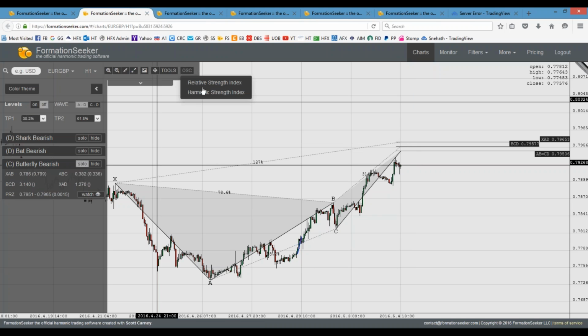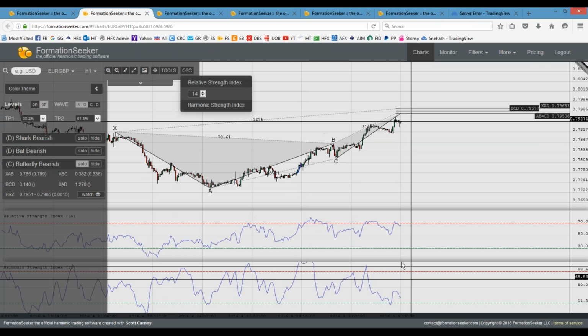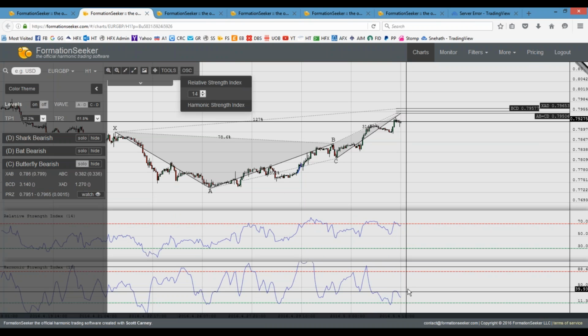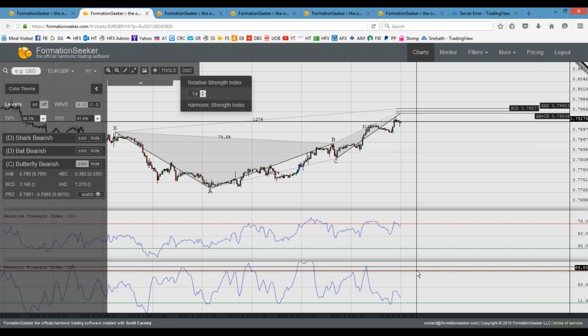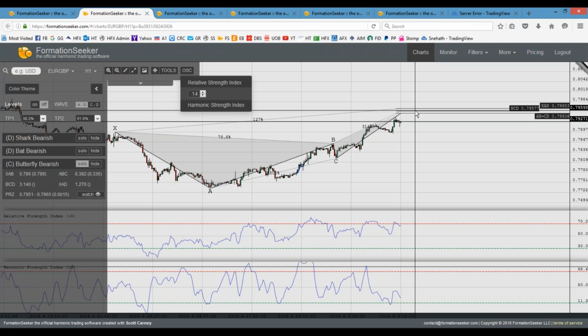So let's look at RSI. Okay, RSI is at a top, but HSI is somewhere here. So this guy needs to move up to this zone and coincide here, then we can short.